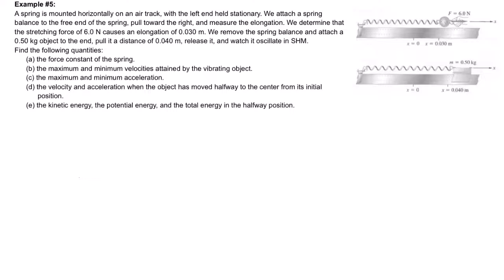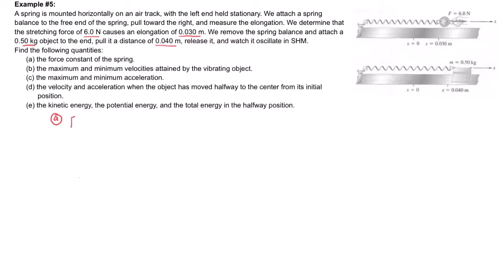All right, here we go with our next example. We've got a horizontal spring. It says that we stretch the spring with a force of 6 newtons, which causes it to stretch 0.3 meters. And then we stick a mass on the end and stretch it 0.4 meters, and it then goes in simple harmonic motion. All right, so the first thing it wants us to do is find the force constant of the spring. We can use the information that we were given at the beginning.